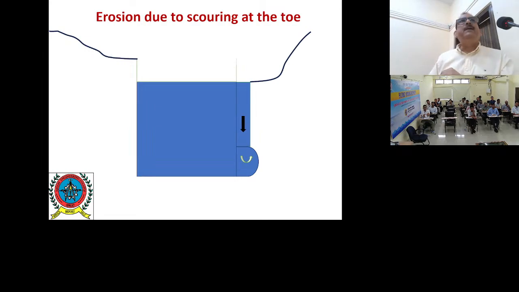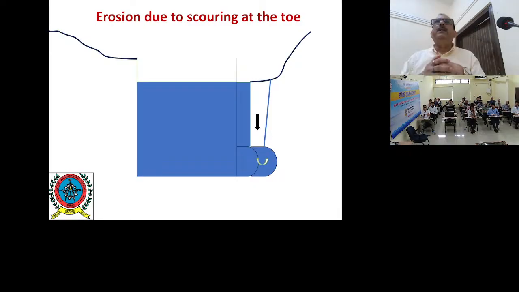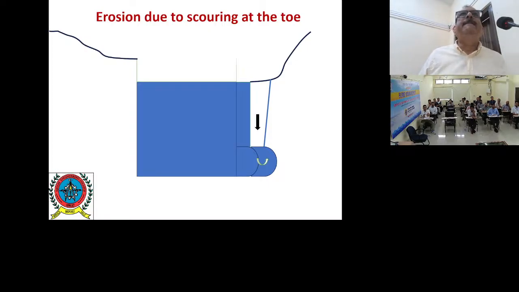Now, this is the condition of the river. Next, the scouring will continue. What can we do for this? Can you suggest anything? What can we do for this? First of all, say yes. The laying or launching of apron against scouring.